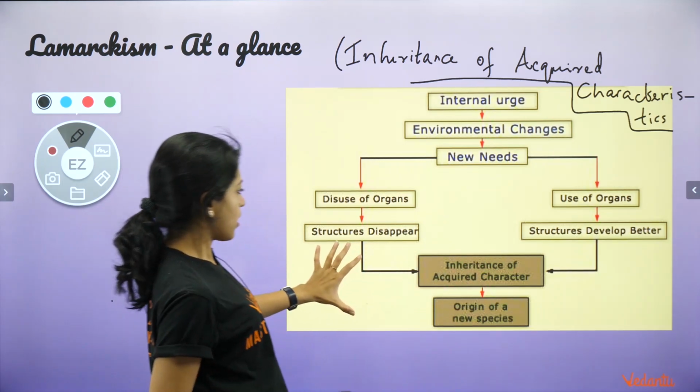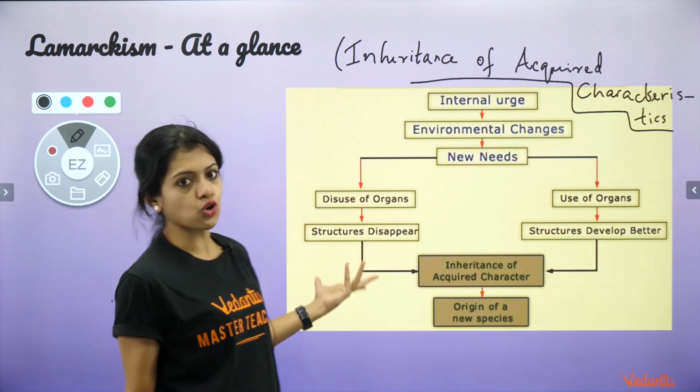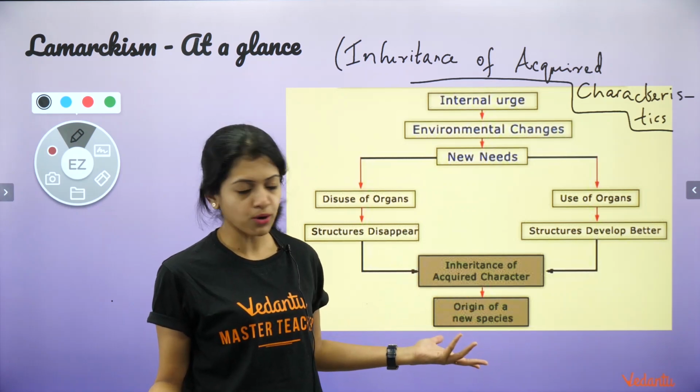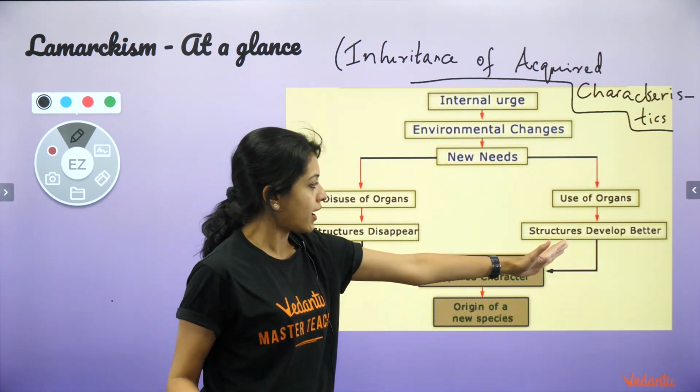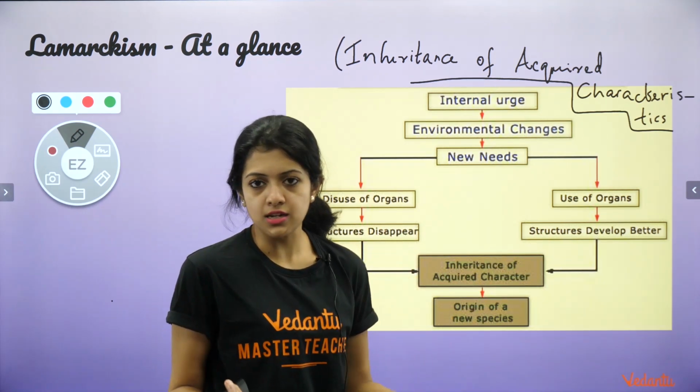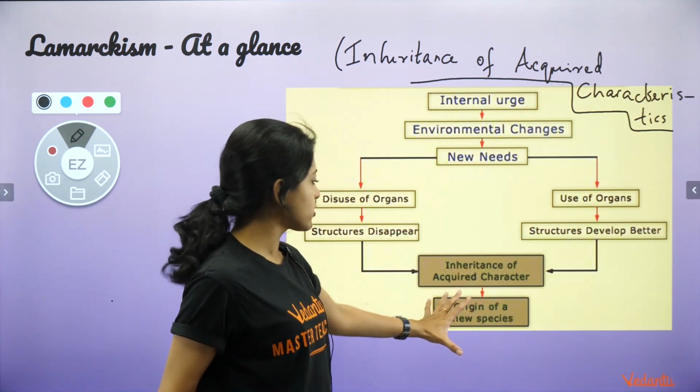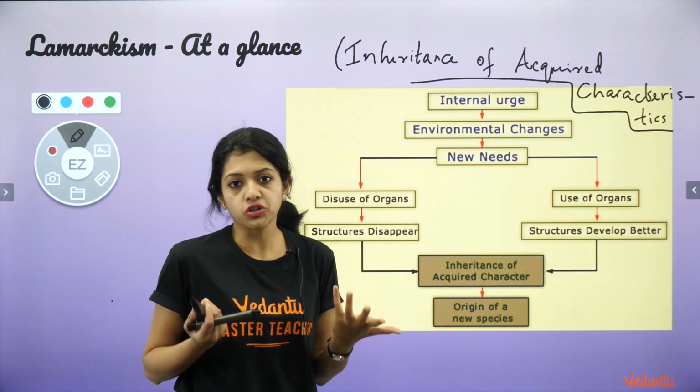And eventually, if the structures disappeared, that also got inherited by the next progeny, by the next generation. Even if it was developed better, that was also inherited. And according to that, it led to the origin of a new species.